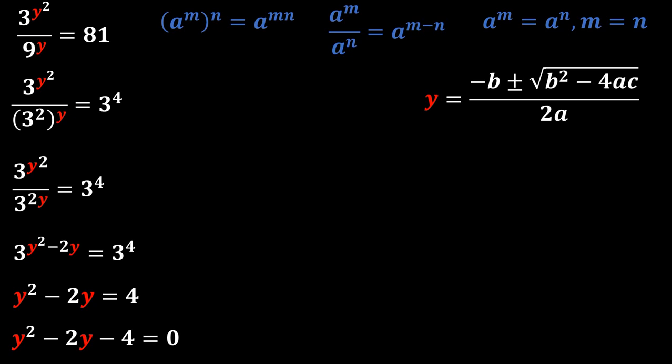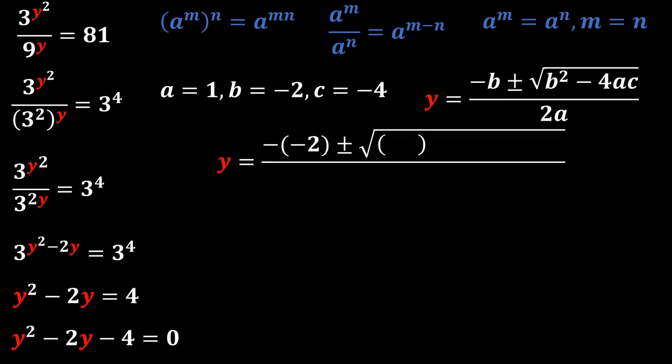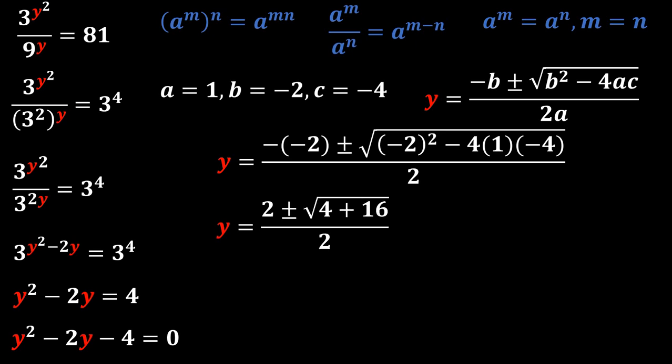In our case, our a value would be equal to 1, our b value would be equal to negative 2, and our c value negative 4. So once we plug those in, we'd have y is equal to a negative times a negative 2 plus or minus square root of negative 2 squared minus 4 times 1 times a negative 4, and that is all over 2. If we simplify that down, we would have 2 plus or minus square root of 4 plus 16 over 2. And then solving inside that square root, we would have 2 plus or minus square root of 20 over 2.